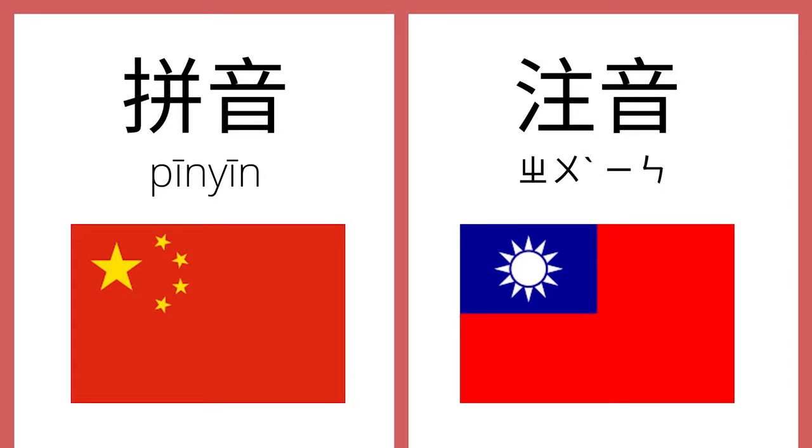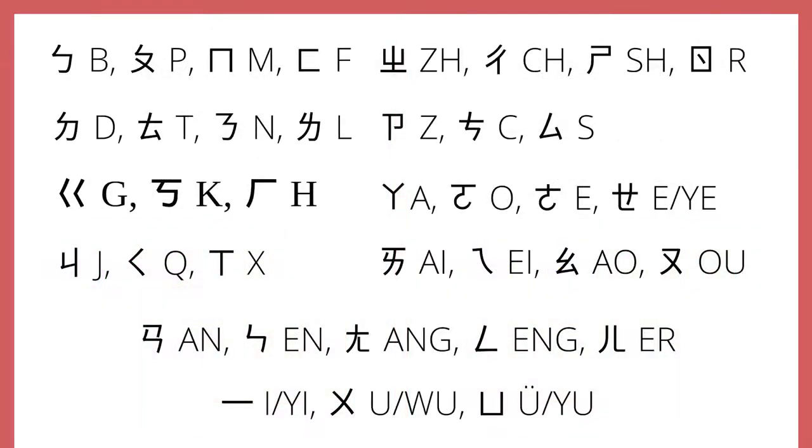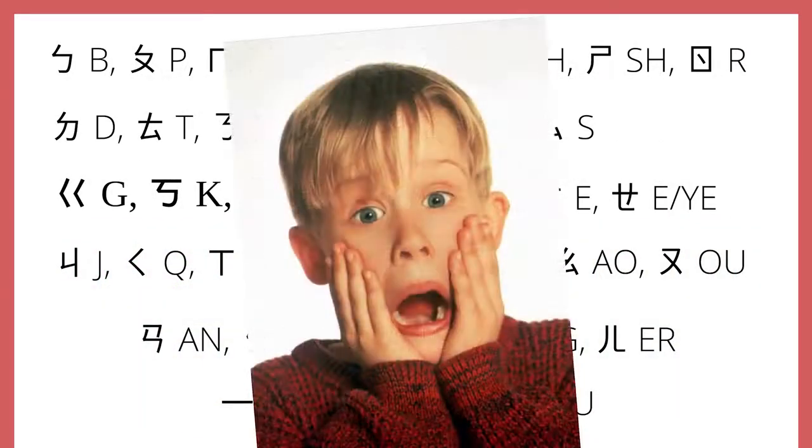Alright, let's take a look at the letters of the Chinese alphabet. Ta-da! Okay, I know what you're thinking. This is insane, how am I going to learn all this? Well, don't worry, I got your back. We're going to go through all these letters one at a time. And by the time you're finished with this video, you'll be able to recognize and say every single letter in the Chinese alphabet. Ready to get started? Then let's do this.